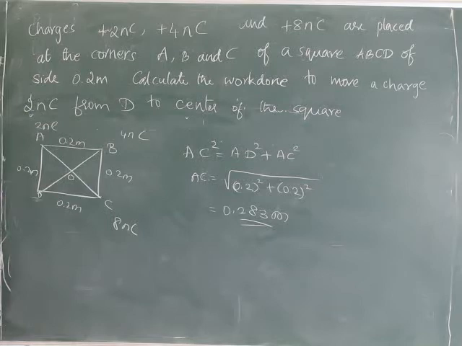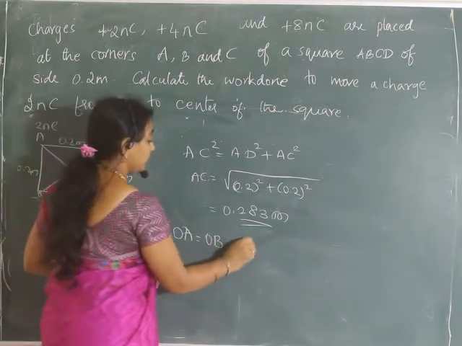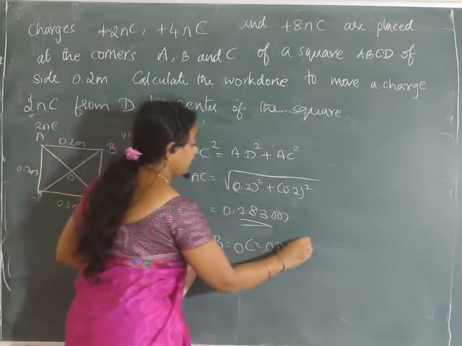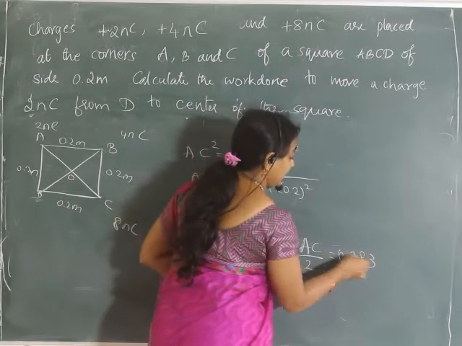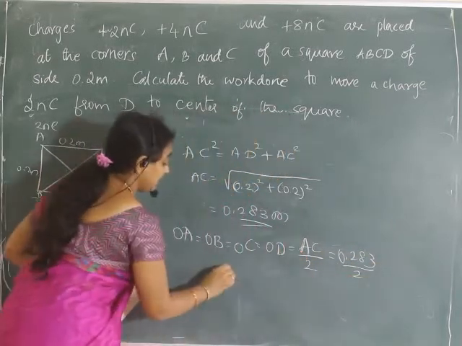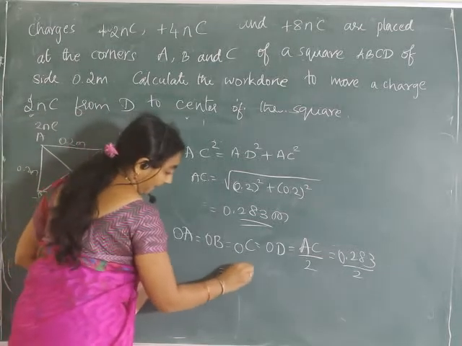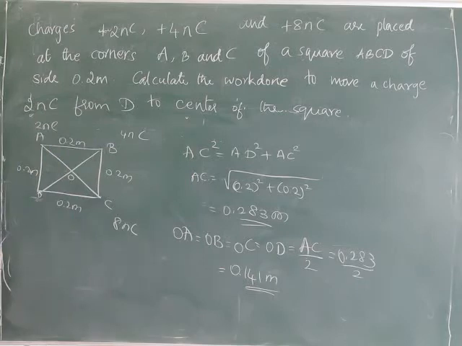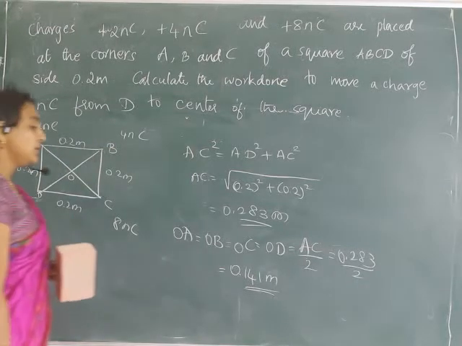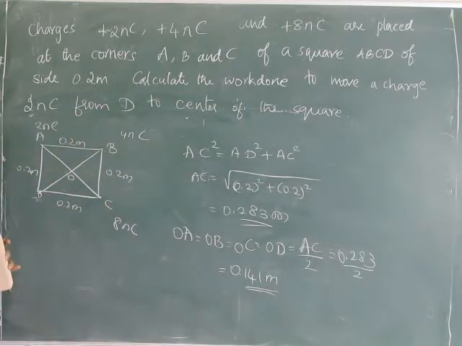But we want OA. So in a square, OA is equal to OB is equal to OC equal to OD is equal to AC by 2. That is equal to 0.283 divided by 2. What is the answer we are getting? I think 0.1415 something you get. So 0.141 meter. Next what you have to do? How can we solve it?